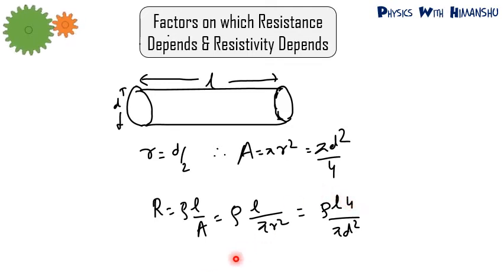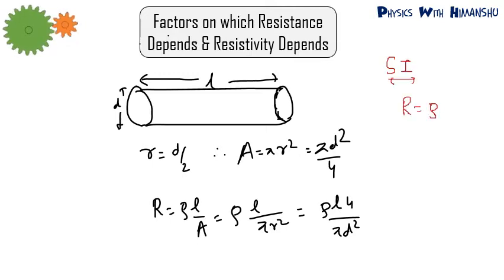So you have to remember all these variants because all these variants are very important for all the formulas. Now also there is an important thing, that is the SI unit of resistivity. So how to find out the SI unit of resistivity? Since we know that resistance is equal to rho L divided by A, the SI unit of resistance is ohm.